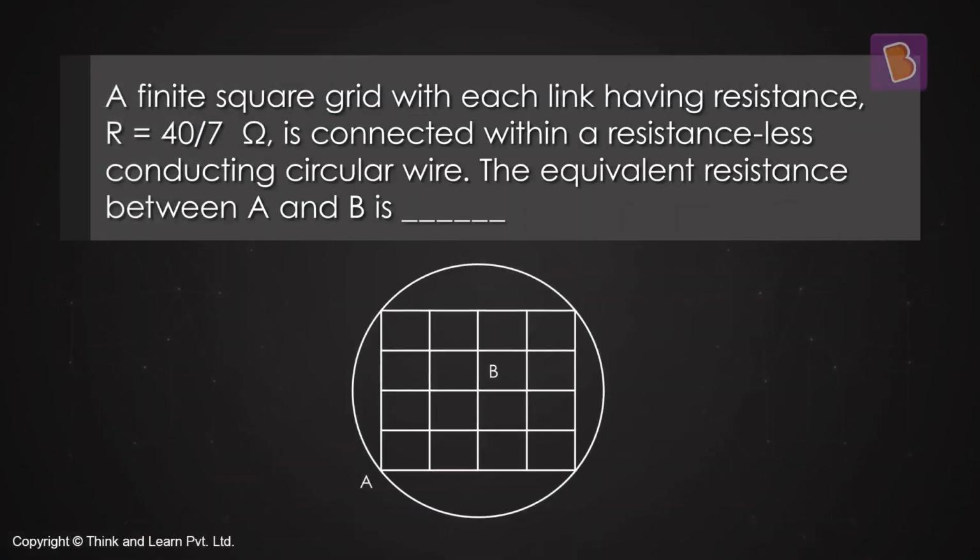So in this question, I have a finite square grid with each link having a resistance of 40 by 7 ohm. And there's a circular loop which is surrounding this grid, and that is resistance-less. There's no resistance in that loop. And we are required to find out what is the equivalent resistance between the point A and B.